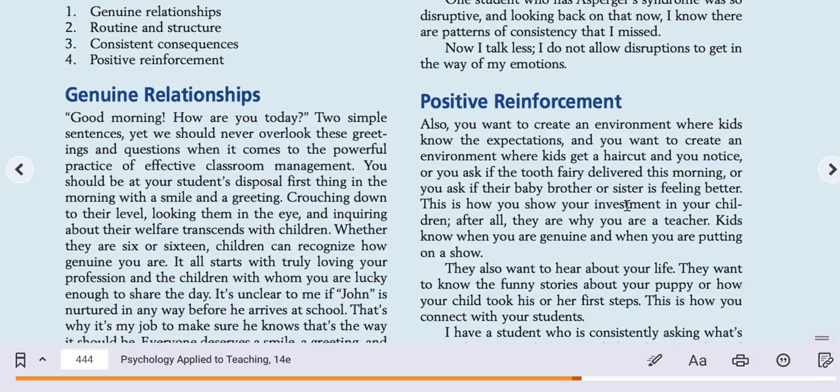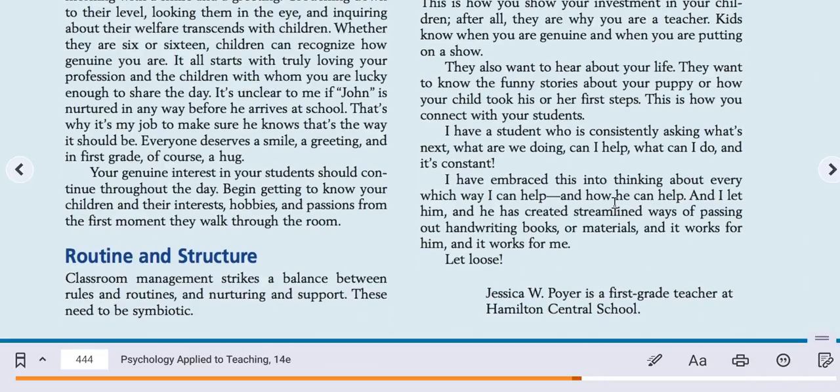Genuine relationships. Good morning, how are you today? Two simple sentences, yet we should never overlook those greetings and questions when it comes to the powerful practice of effective classroom management. You should be at your students' disposal first thing in the morning with a smile and a greeting. Crouching down to their level, looking them in the eye, and inquiring about their welfare transcends with children. Whether they are 6 or 16, children can recognize how genuine you are.